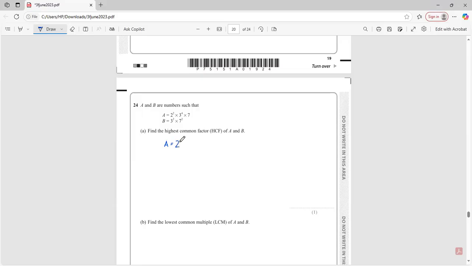Right. So we have 2 squared times 3 raised to the power 4, and times 7. Okay, and then you have b, which equals 3 squared, times 7 squared. Okay, so yes.